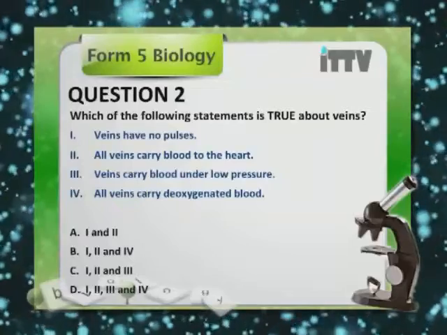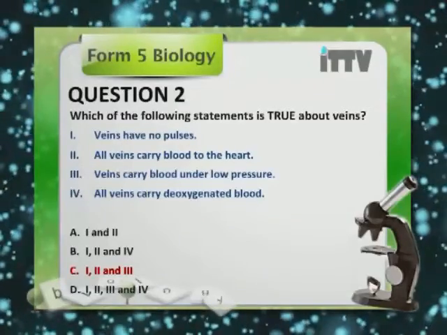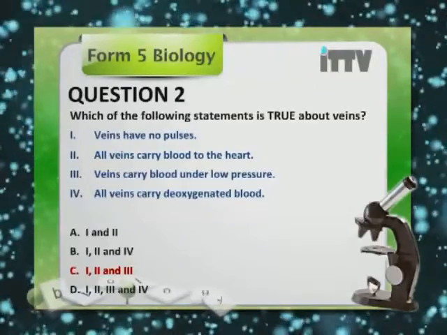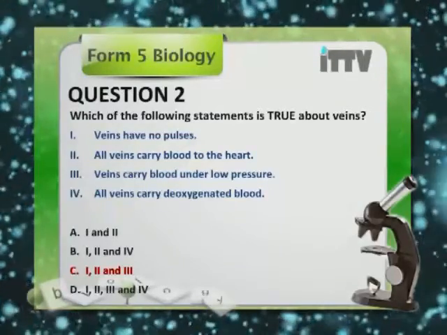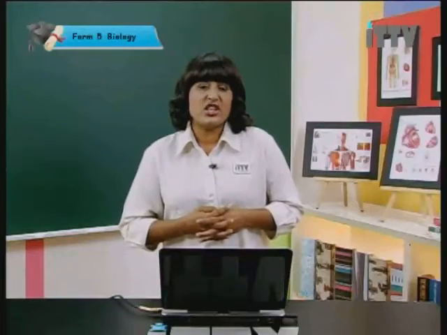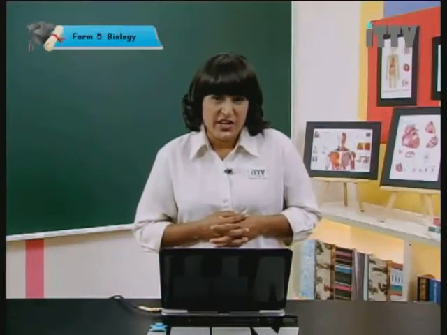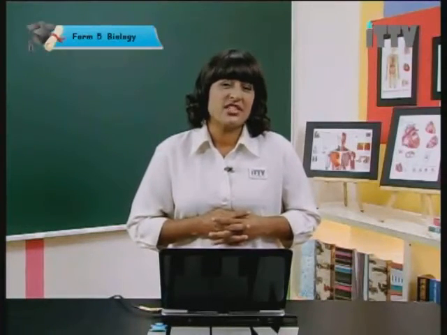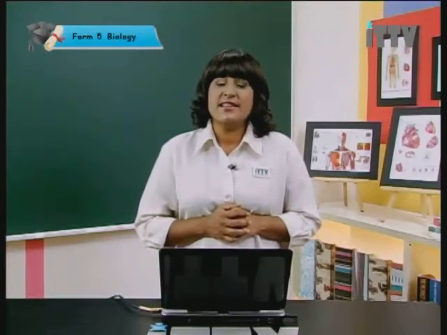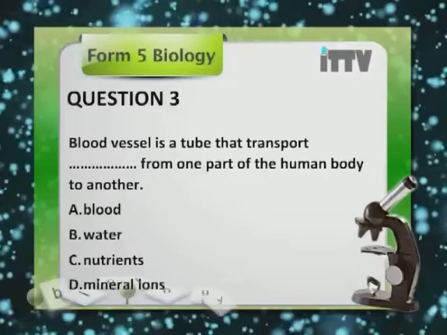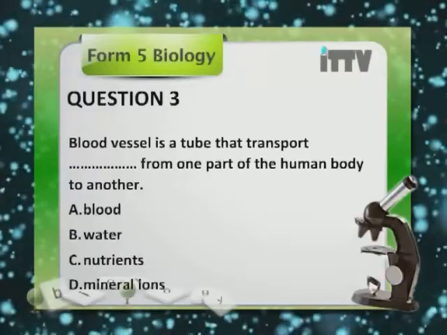Yes, the only exception in this question is all veins carry deoxygenated blood. We have learnt so far that not all veins carry deoxygenated blood. Can you recall which is the vein that carries the oxygenated blood from the lungs to the heart? Bingo, you got it right. It is the pulmonary vein. Now let us move on to the third question.